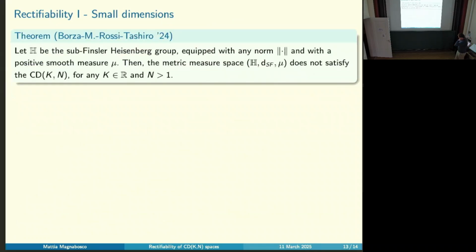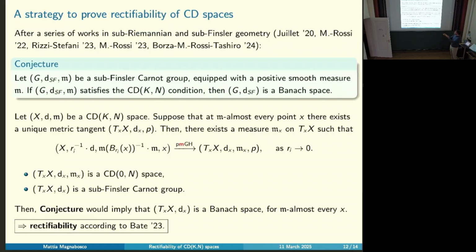All right, and using this strategy, we were able to prove two results. The first one is a result for small dimensions that builds upon this theorem here that basically states that the conjecture is true in the Heisenberg group. This result says that if we have a sub-Finsler Heisenberg group with a nice measure, then the CD(K,N) condition cannot hold in the Heisenberg group, and this is coherent with the conjecture because of course, the Heisenberg group is not a Banach space, and we see that the CD condition cannot hold in the Heisenberg group.